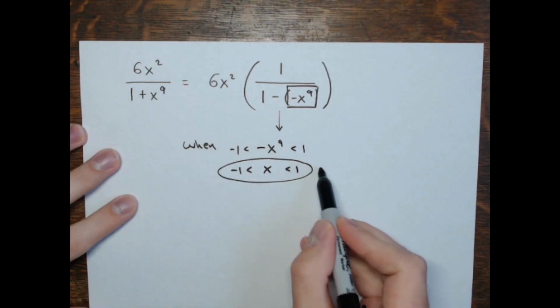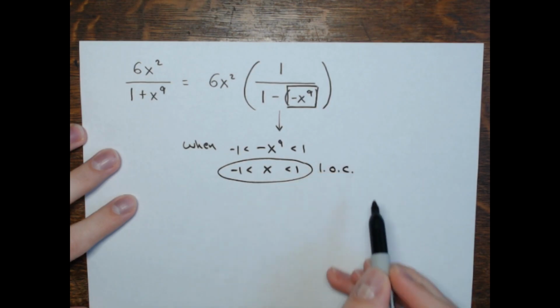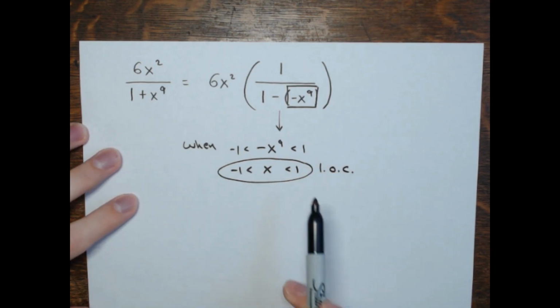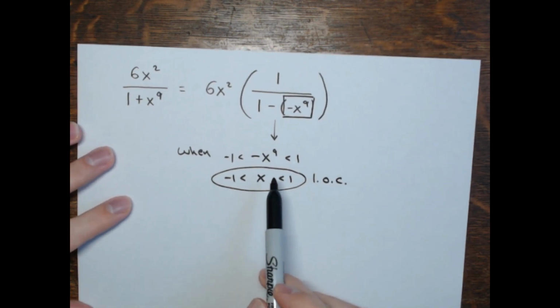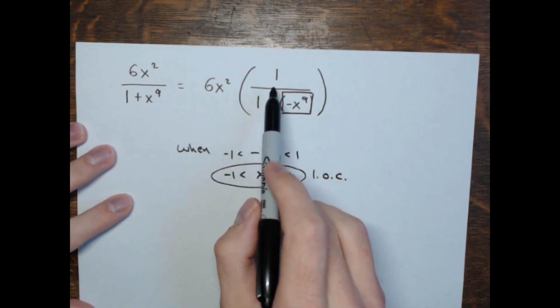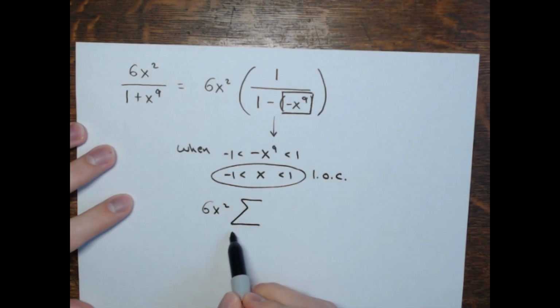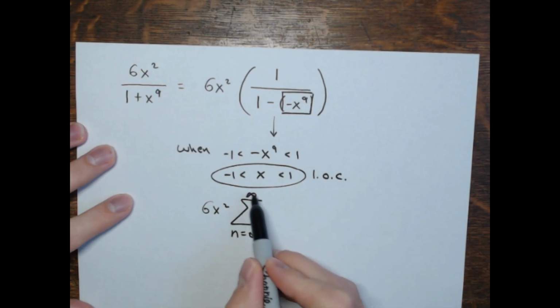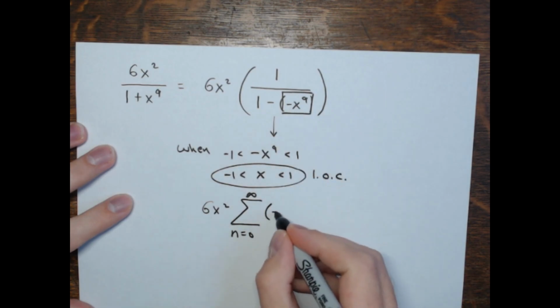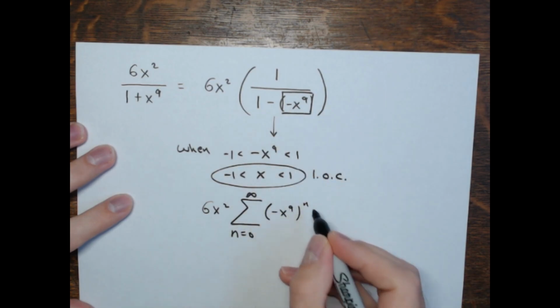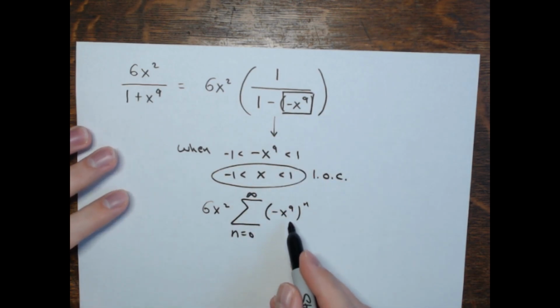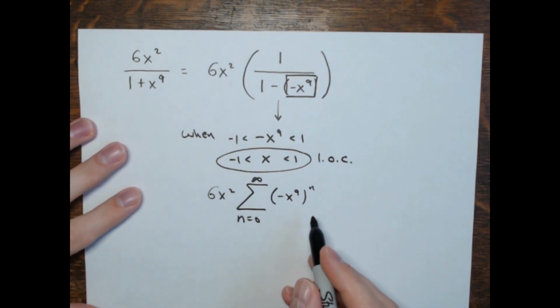All right, so there's the interval of convergence. I'll just put IOC. So when x is between negative 1 and 1, we'll have a series that converges to this. We'll have 6x squared, and then our sum from n equals 0 to infinity of negative x to the 9th to the nth power. The common ratio, replacing that expression in the box.